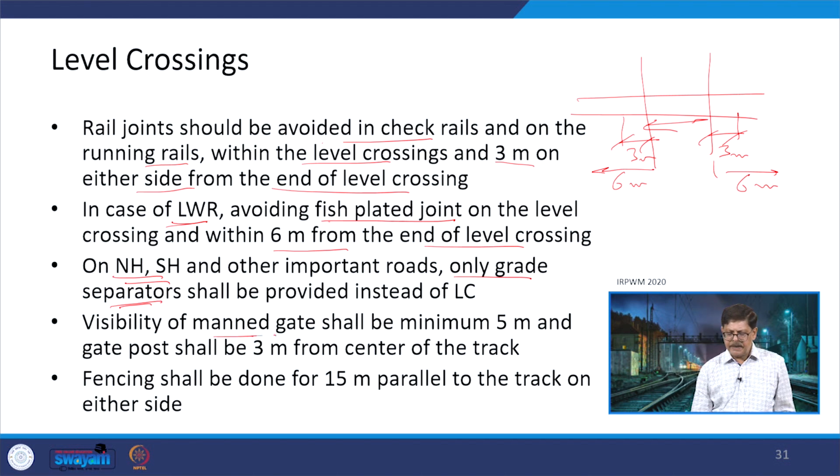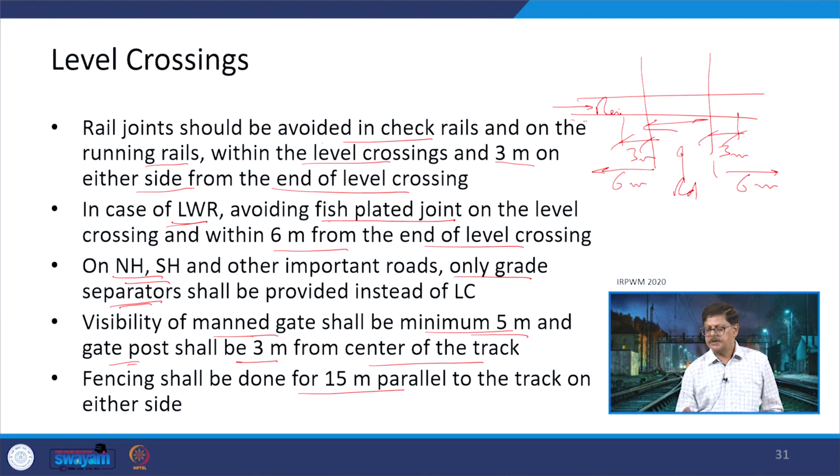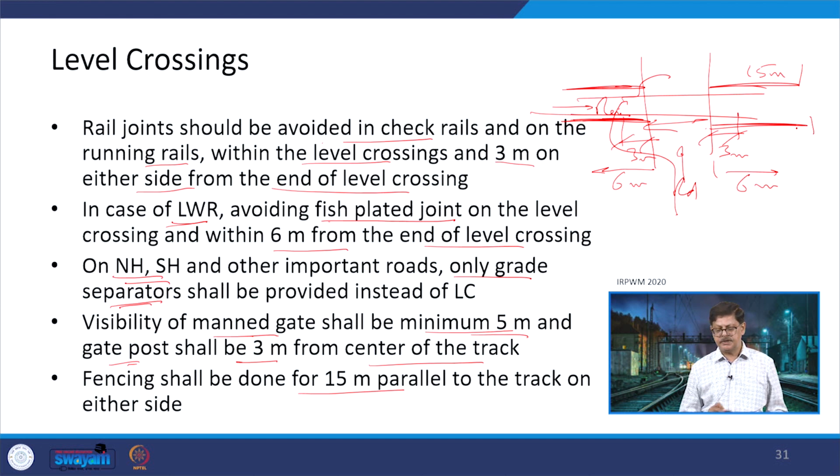The visibility of the man gate shall be minimum 5 meters and the gate post shall be 3 meters from the center of the track. The fencing should be done 15 meters parallel to the track on either side. That means if we are talking about this as a road and this as a rail, then for a distance of 15 meters on either side, here and here, fencing is to be done, so that people should not do some adventure here. They come and take the vehicle like this and go to the other side. So, for 15 meters on this side and 15 on that side, the fencing is to be done.